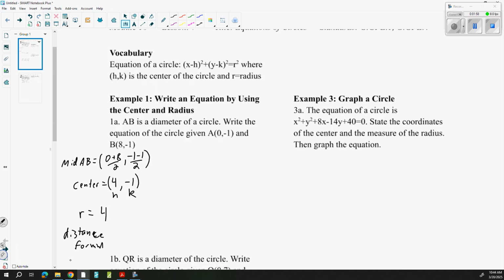I don't suggest using the distance formula unless you have to, and then I would go online and have a calculator do it for you because we've done it enough. We can cheat a little bit. So our equation is going to be x minus 4 squared plus y plus 1 squared equals 4 squared. Double negative makes a positive with our k there. And then we finish it off by saying that 4 squared is 16. And that's our answer.